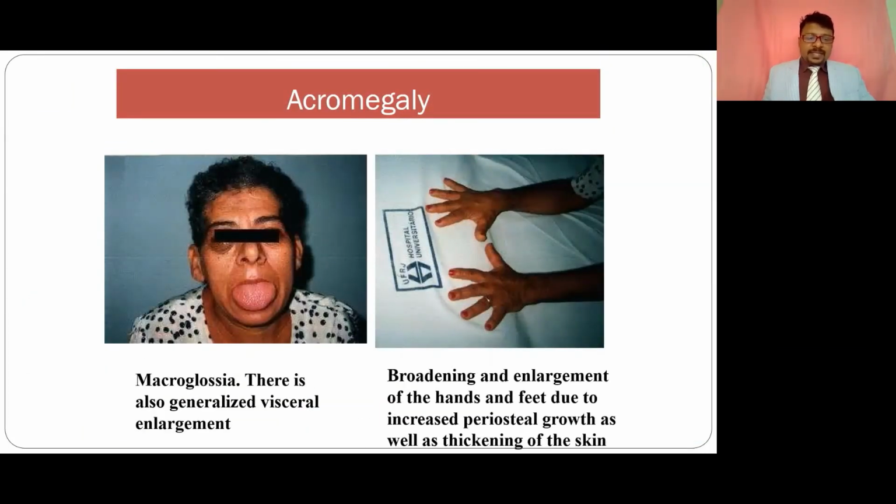Another appearance is macroglossia. This is generalized visceral enlargement. They get visceral enlargement, and also broadening and enlargement of the hands and feet due to increased soft tissue growth, and thickness in the skin. The skin also becomes thick, and they may get enlargement of the bones, especially the fingers, nails and skin. And the tongue also becomes bigger in size. These are the most common features found in acromegaly, because of the growth hormone.